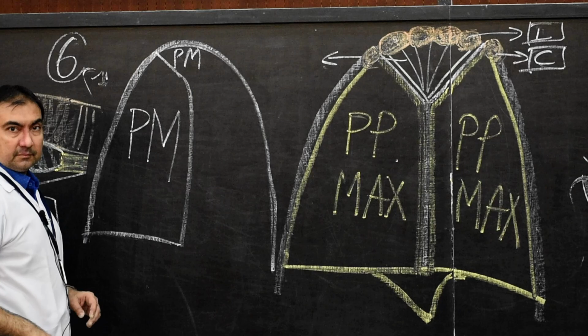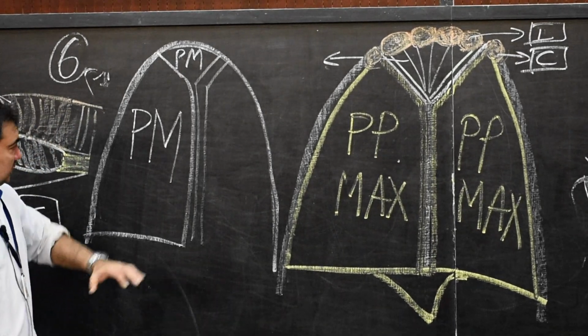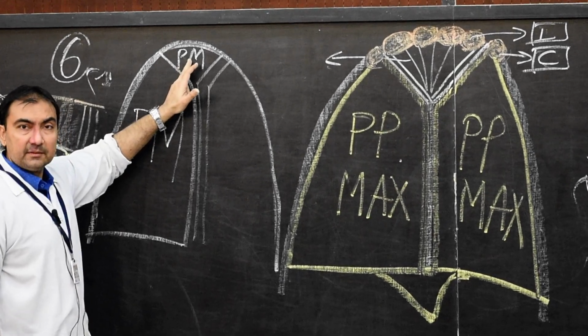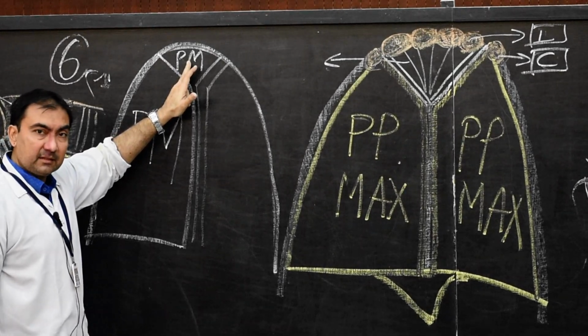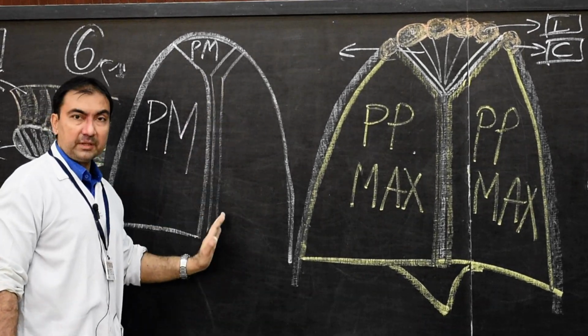The other side will not fuse, it will remain open. So one side palatine process of maxilla fuses with only one side primitive palate or premaxilla. This is called unilateral cleft palate. The other side will remain open.